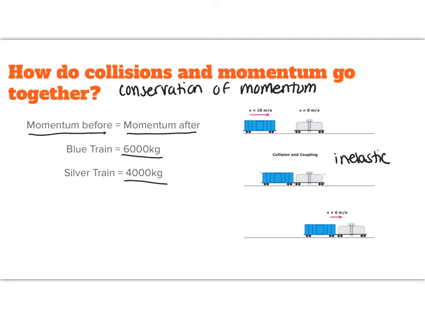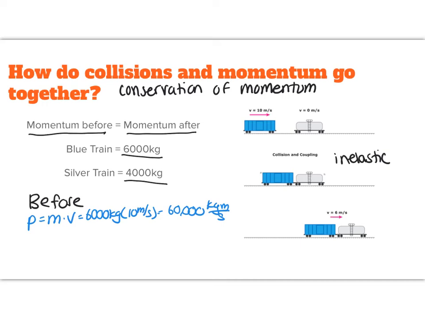Now, let's figure out the momentum before, okay? So for our blue train before, remember I have momentum equals mass times velocity. My mass is 6,000 kilograms times 10 meters per second. So I'm going to get a momentum of 60,000 kilograms meters per second, okay? Now, my momentum for my silver train, okay? Now, I do have a mass, which is cool, but it is not moving. So I actually have 0 momentum. So before, I have a momentum of 60,000 kilograms meters per second.